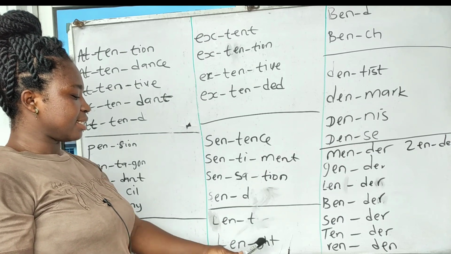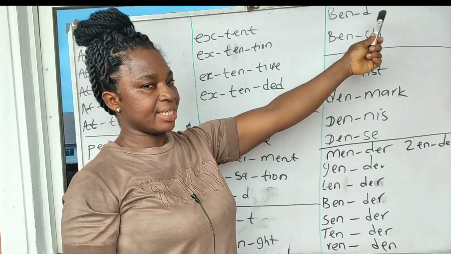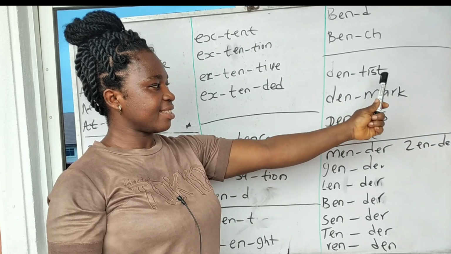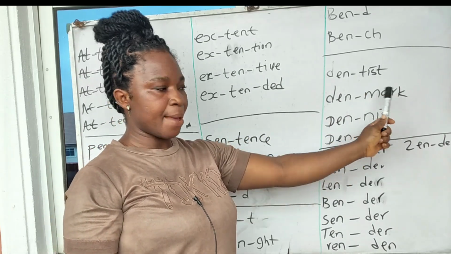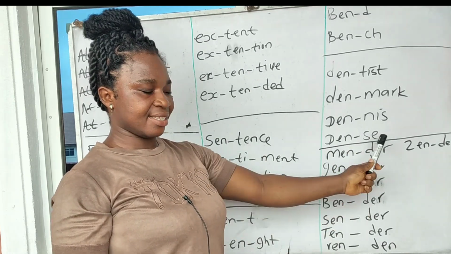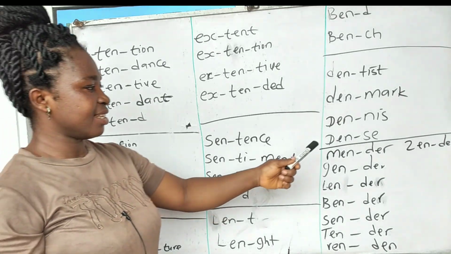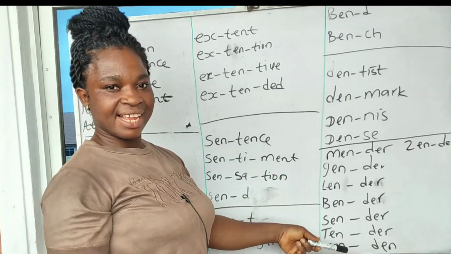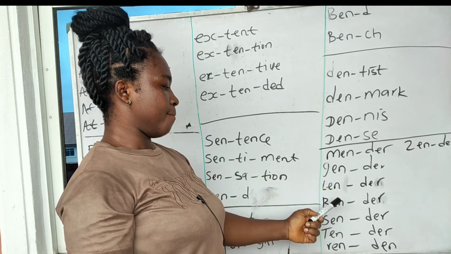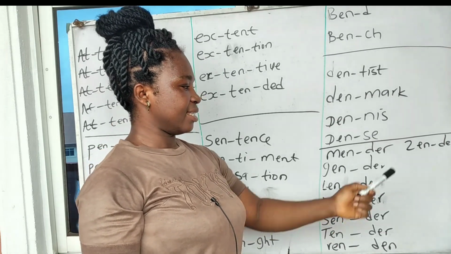Length, length. We have bent, bench, dentist, Denmark, Dennis, dense. Now look at this place. We have expense. This is dense. And right here, mender, gender, lender, bender, sender, tender, render, zender.